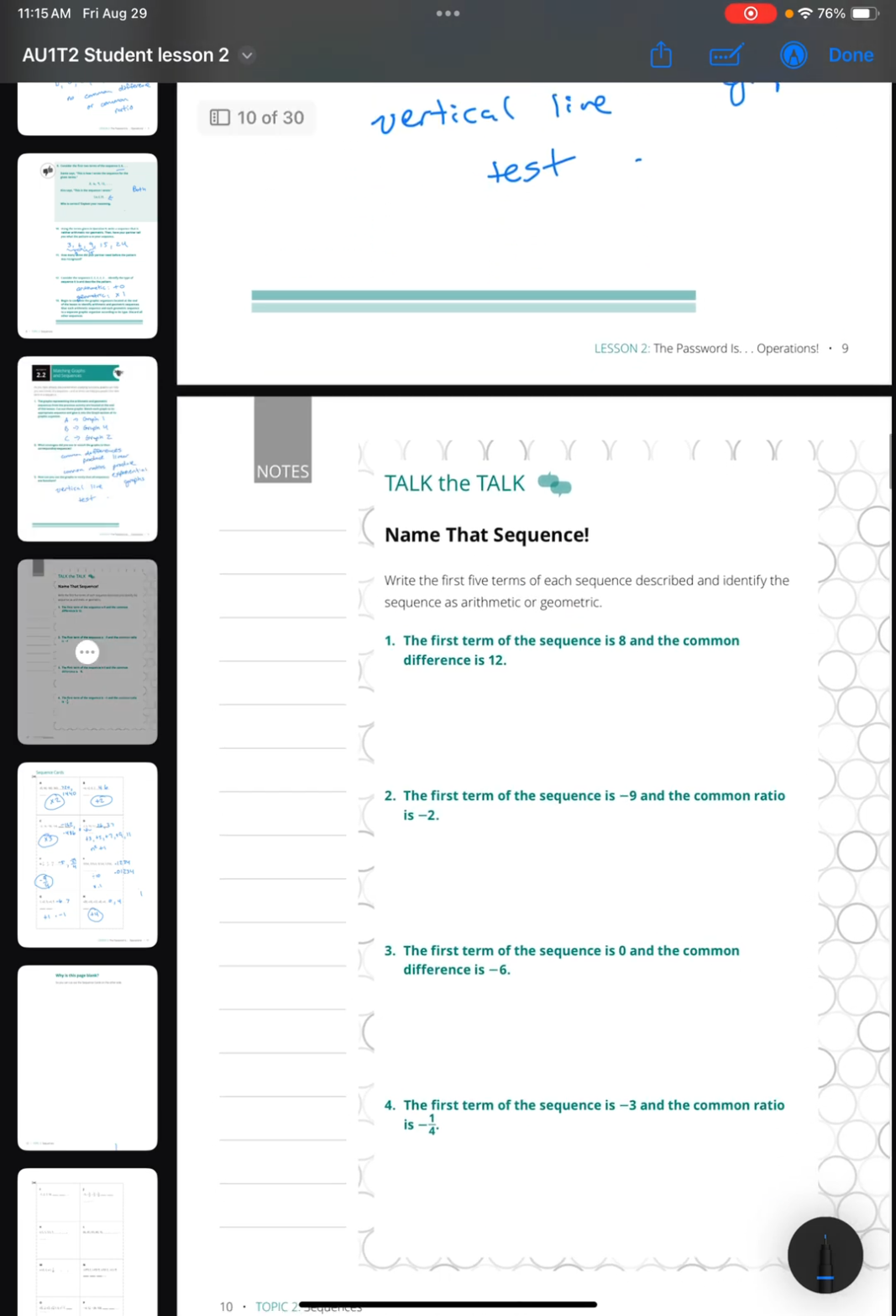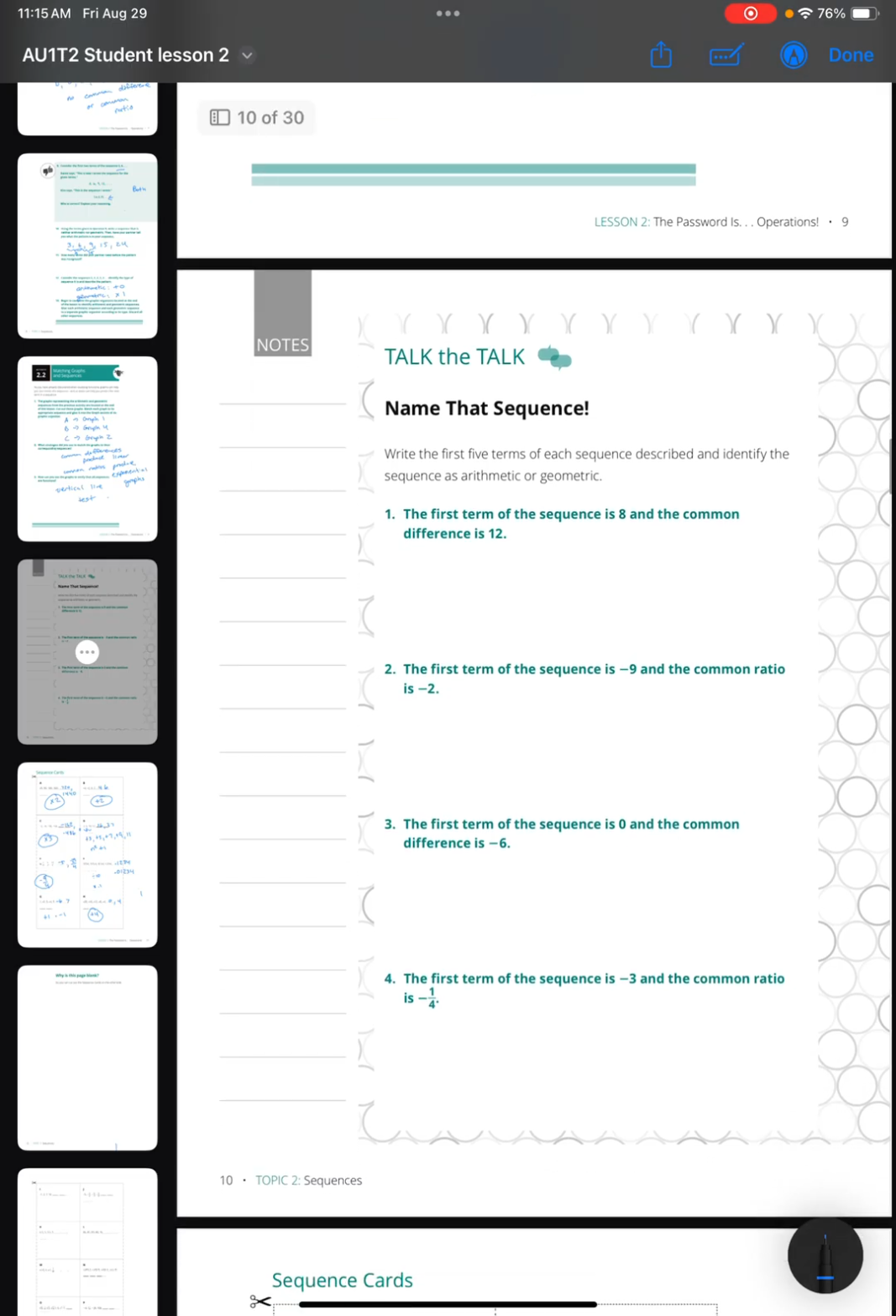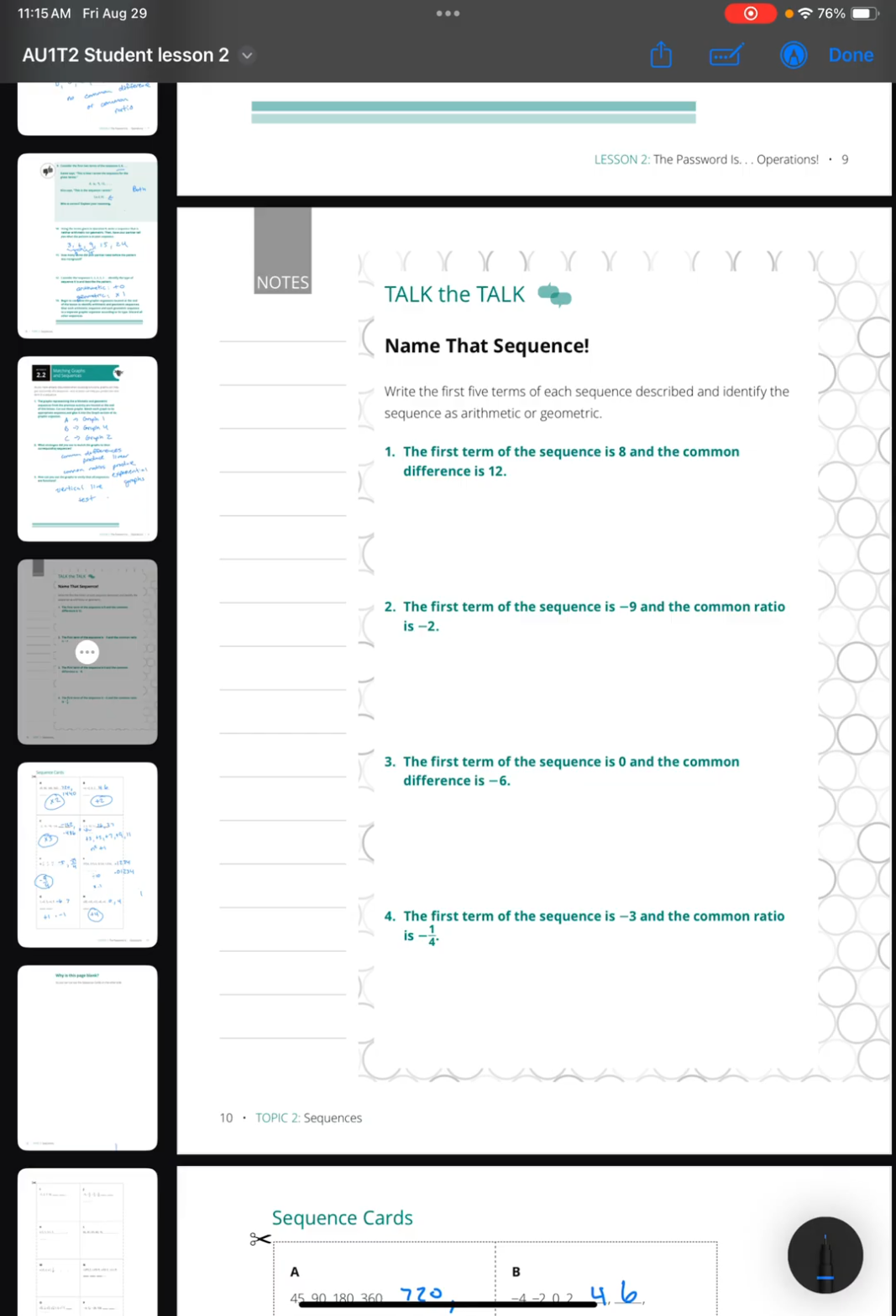All right, and then finishing up, I would advise you to pause the video, try to work through these on your own, and then I'm going to go ahead and answer them, and you can check how you did. So 1, the first term of a sequence is 8, and the common difference is 12. So if we're adding 12, we'd go 20, 32, 44, 56.